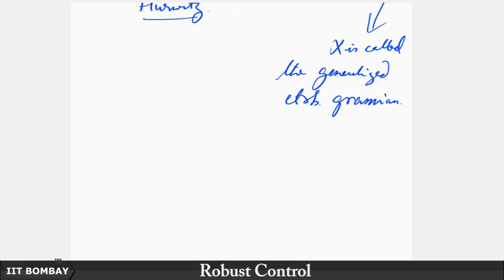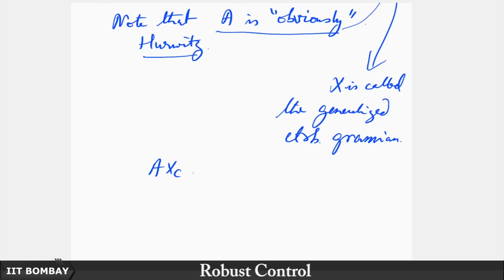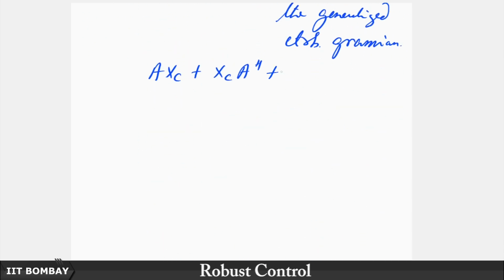So, what happens then? Notice that A Xc plus Xc A Hermitian plus B B Hermitian is equal to 0, and AX plus X A Hermitian plus B B Hermitian is less than 0.